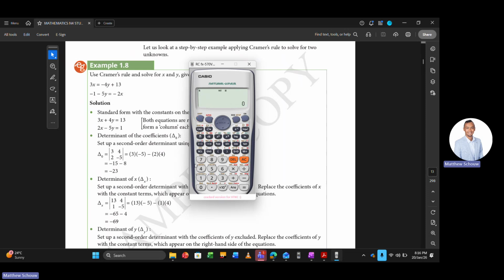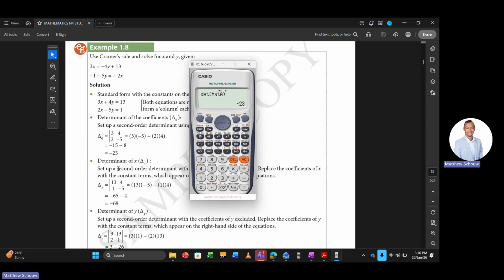You want to go shift matrix, you're going to go to number 3, which is where matrix A was stored. You're going to go shift matrix and choose number 7, which is the determinant. But now we need to find the determinant of matrix A. So shift matrix, we choose number 3, we close the bracket, and we press equal. And the answer will be 23.